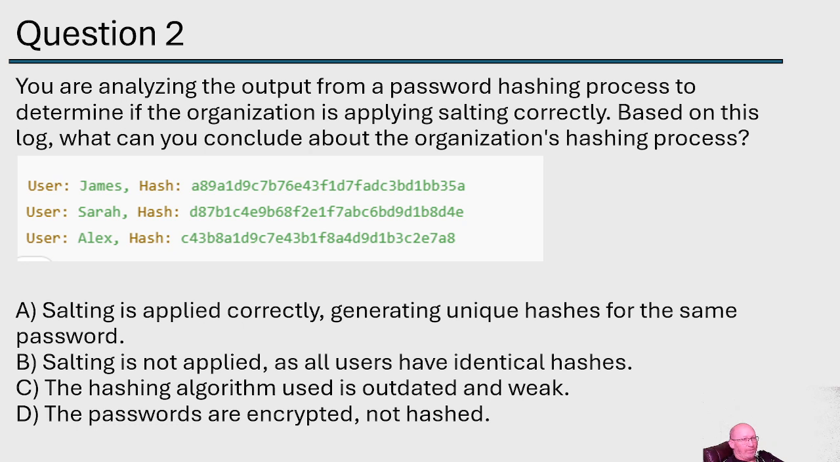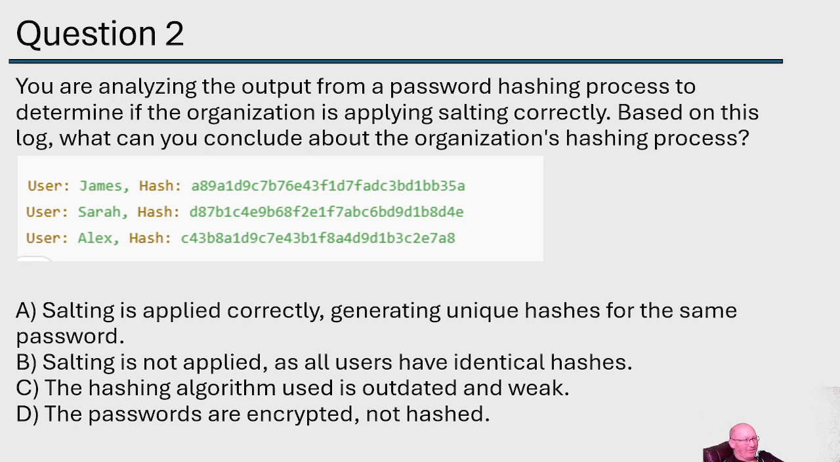You are analyzing the output from a password hashing process to determine if the organization is applying salting correctly. Based on the log, what can you conclude about the organization's hashing process? Let's start with A. Salting is applied correctly, generating unique hashes for the same password. Well, if we take the last question into account, and in this case they're all different, then A is 100% correct. But let's move on, right?